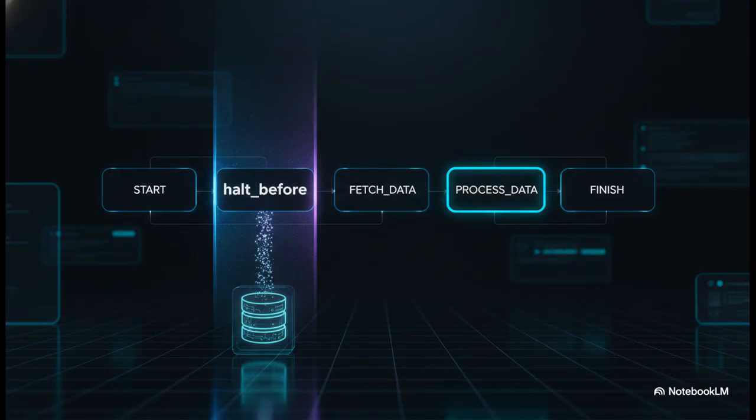Executing this brilliant capability is as simple as passing one parameter. When you call your application to run, you just pass halt_before and specify the action node. The framework executes right up to that exact boundary, persists the state to your backend, and gracefully yields operational control back to your web server. No locked threads, no nasty timeouts, just robust, resumable workflows.